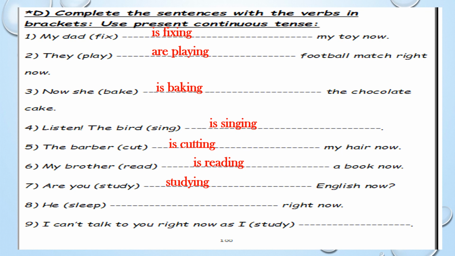Number 8, he sleep right now. He of course takes is sleeping. Number 9, I can't talk to you right now. Right now is a keyword as I study. I of course takes am studying.